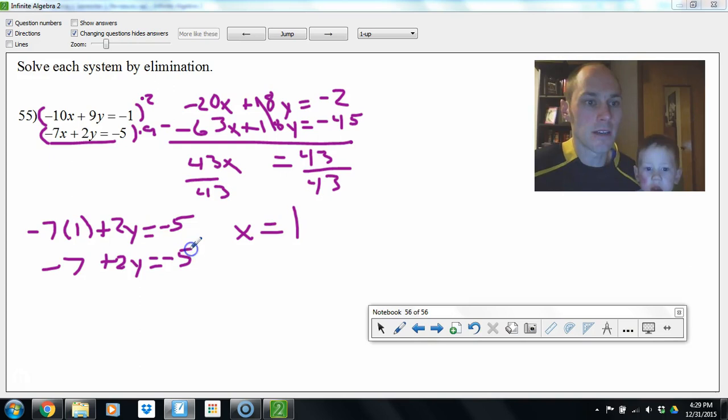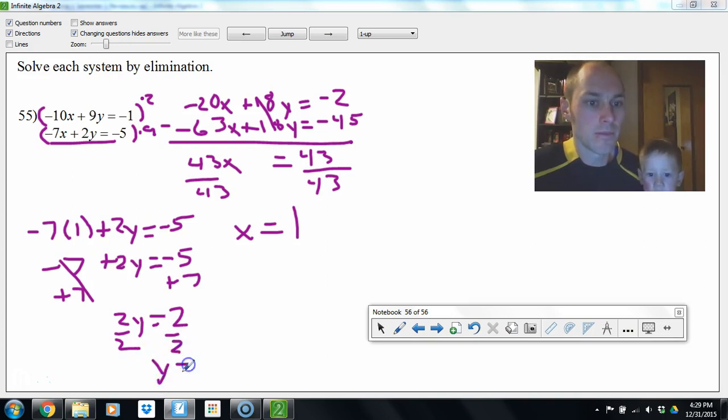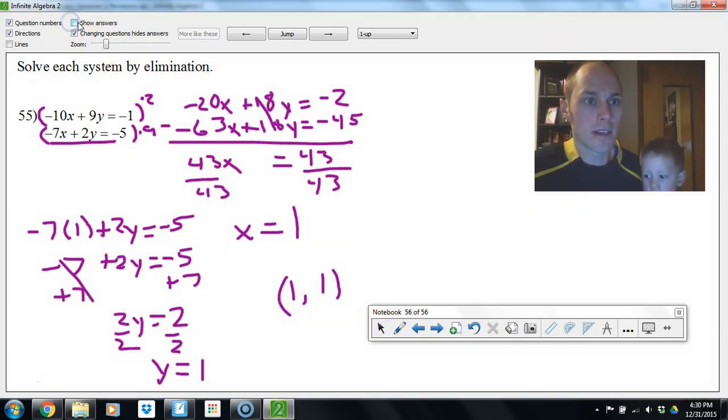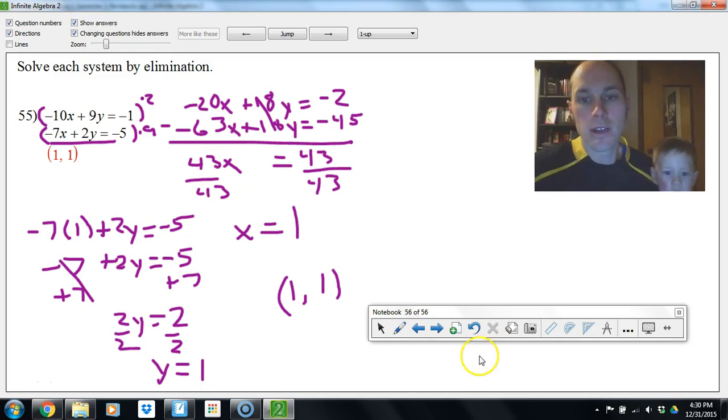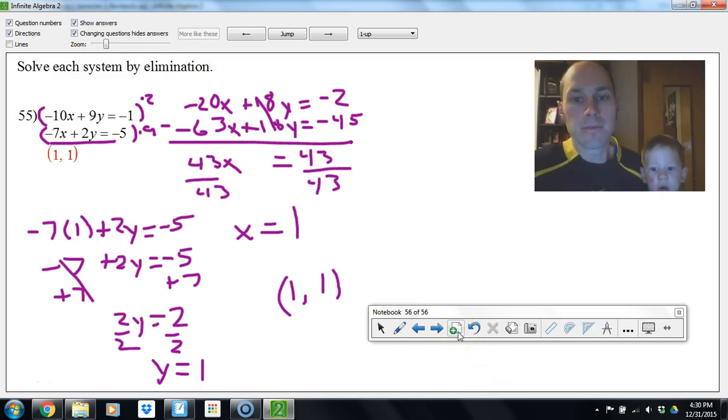Get the y by itself. We need to add 7, don't we? So we're left with 2y equals 2. Divide by 2. Y is also 1. So x is 1, y is 1. That's our ordered pair. Let's check it to see if we did it right. There we go. All right, next one.